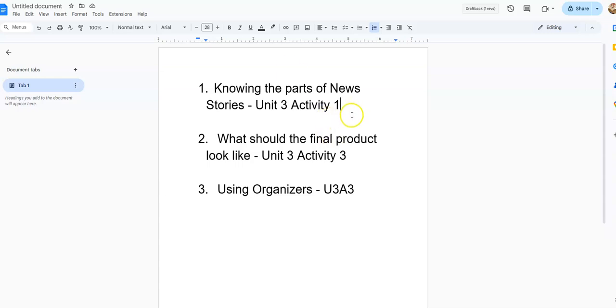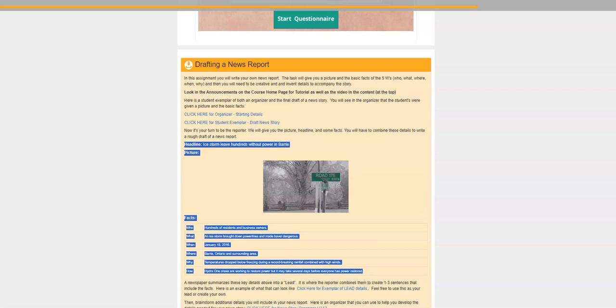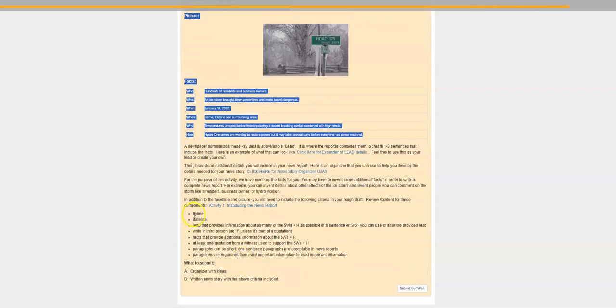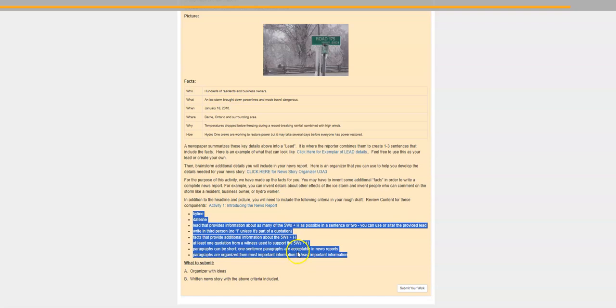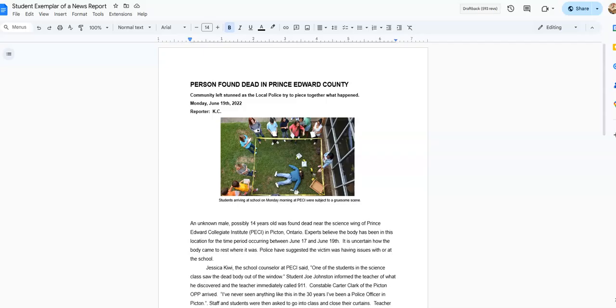Okay, so now we know the different parts that we need to include. If we look at what we need to include, all of those things need to be there. So that's why it's important to review. But let's see what the final product looks like. All right, we have a headline. We have a byline, we have all the different parts, we have a caption and a picture. My in-person class actually wrote this, and I'm a teacher at Prince Edward Collegiate Institute, so we used our area. This was just a random photo, but it kind of looks like our school in some parts.